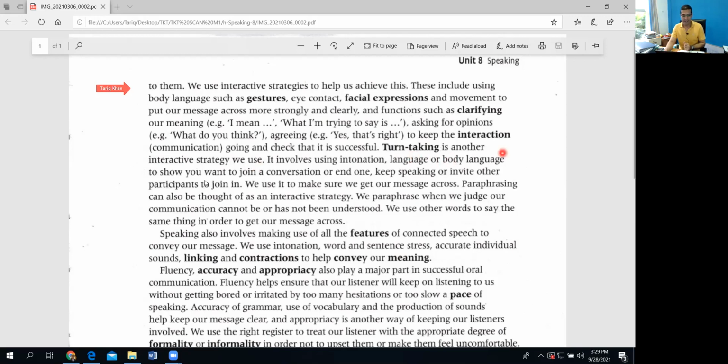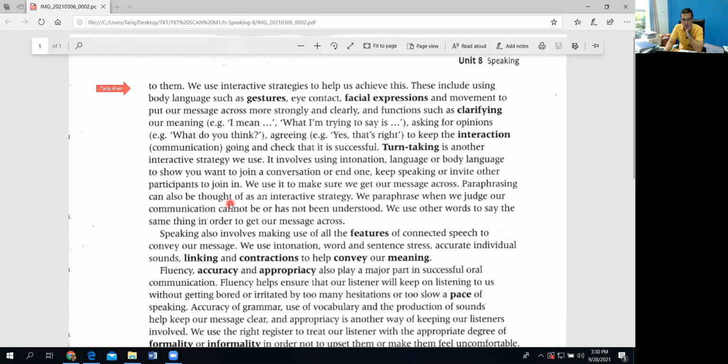Turn taking is another interactive strategy we use. It involves using intonation, language or body language to show you want to join a conversation or end one. Body language shows that when you want to continue with the conversation, you want to join in a conversation with someone, or you want to just end it and go ahead. So all these things are in turn taking. We use it to make sure we get our message across.